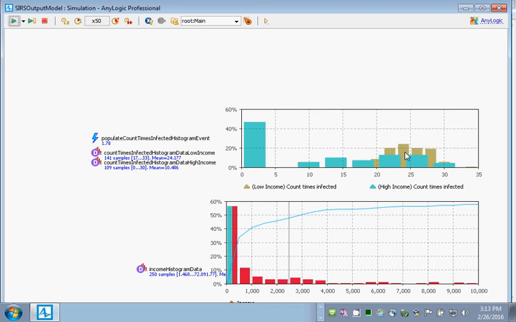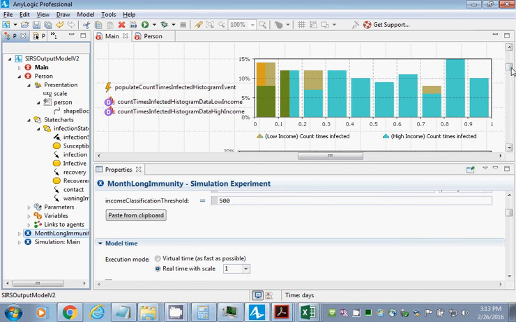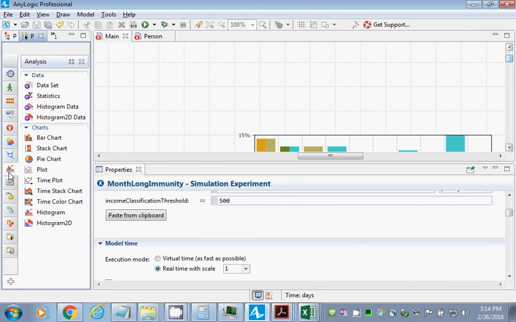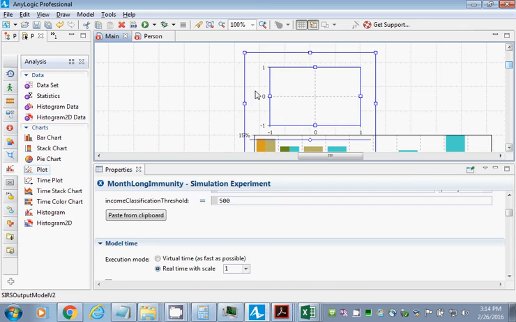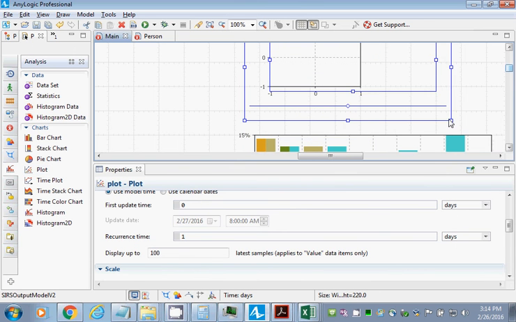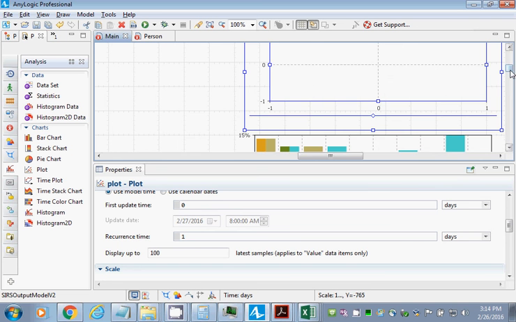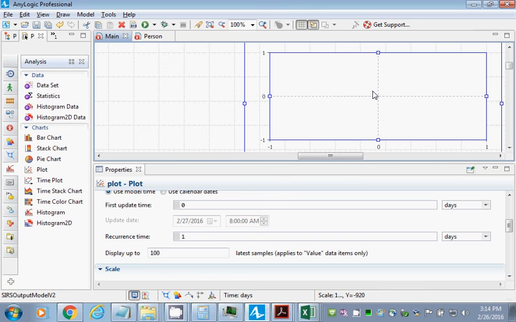I'd like to add a data set. And this will be called, and Kurt probably won't like this, income versus infection count data, high income scatter plot data. Variable. Did I do something wrong here? Data set. Okay, that's better. Income versus infection count scatter plot data set.